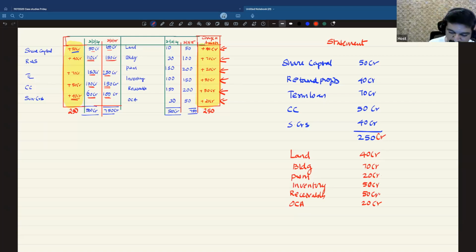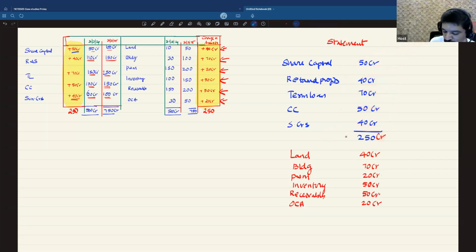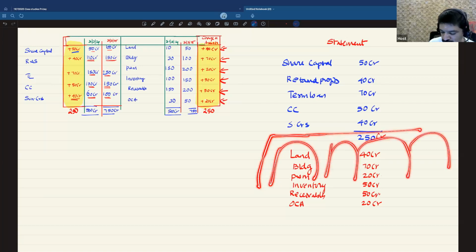You are literally seeing the waterfall because the money flowed into this company during the year through share capital, retained profits, term loan, sundry creditors, and it became like a dam. So imagine this is the dam, and these are all the shutters.